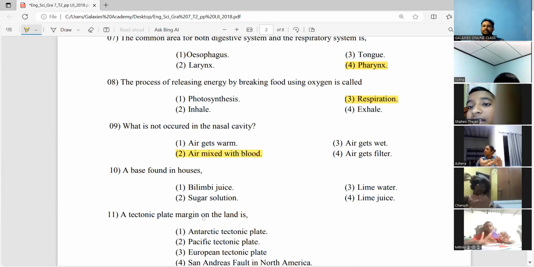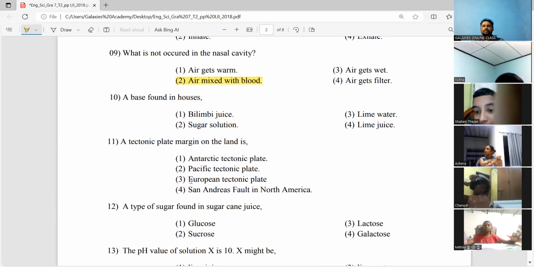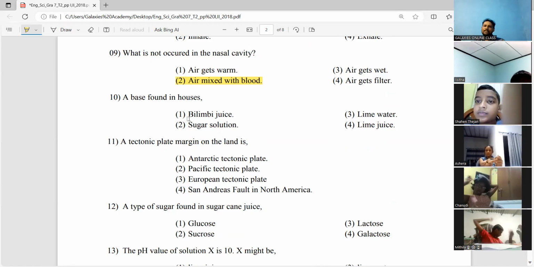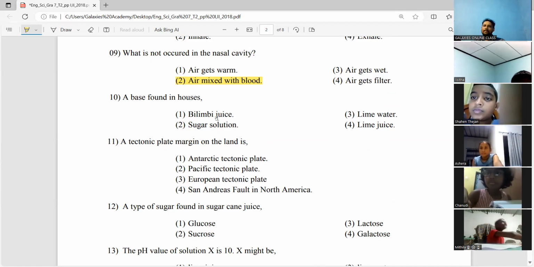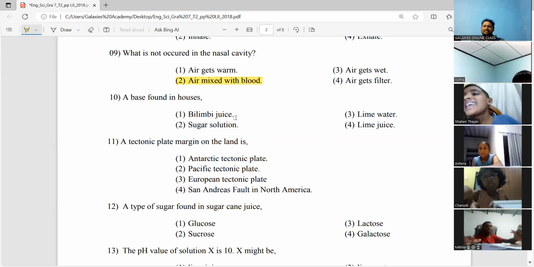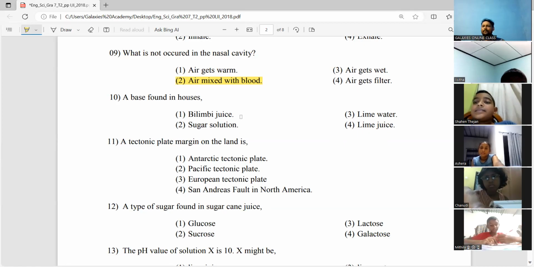the second one. A base found in house. Right? What is the basic substance? Bilingi juice. Biling, you know it, right? Biling pickle, it is so sour. Ambulai, right? So is it acid or base?